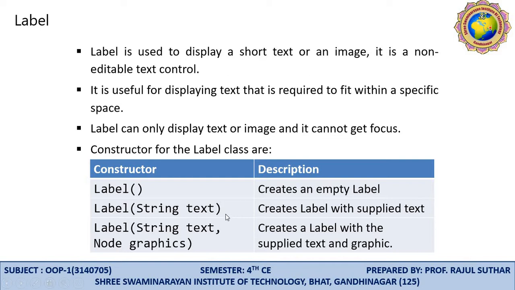Constructors for the Label class: you can create a label without arguments, which creates an empty label. Then Label(String text) creates a label with the supplied text. We can also supply the string text as well as a Node graphic, so it creates the label with the supplied text and graphics. So these are the constructors, or we can say methods, for labels.